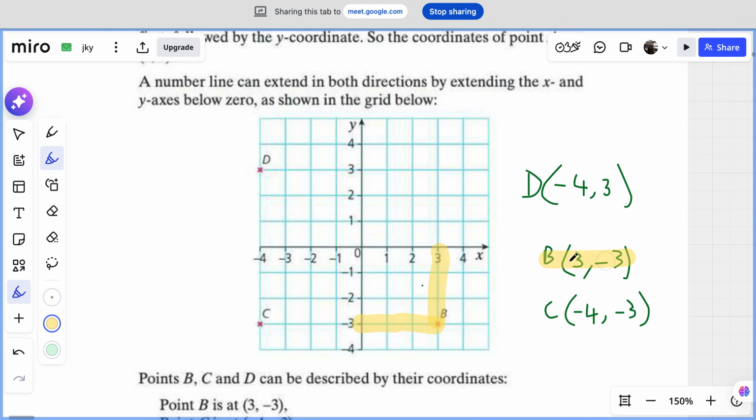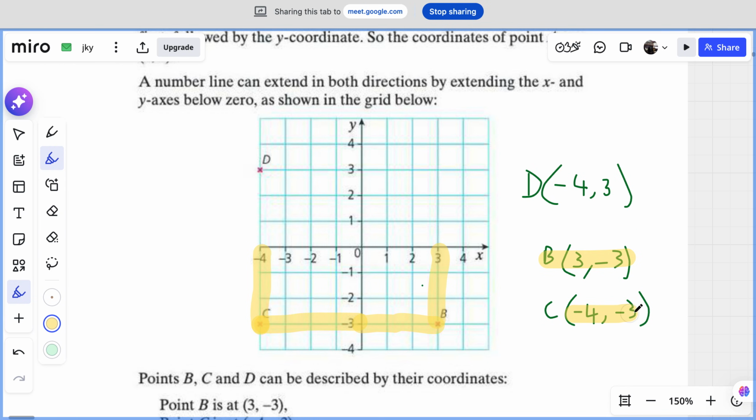Now if we choose point C here, what's the coordinate? This one we have to read to the x-axis first. Remember, you read to the x-axis first. It becomes negative 4, and then you read to the y-axis, negative 3. So this one will be (-4, -3), the coordinate of C.